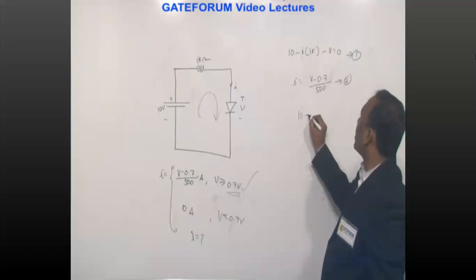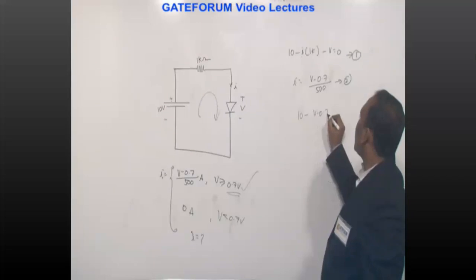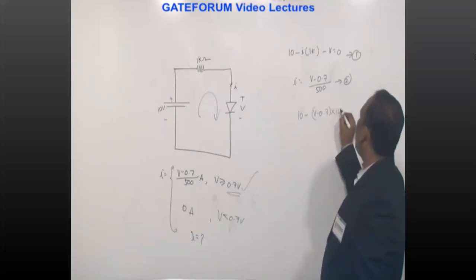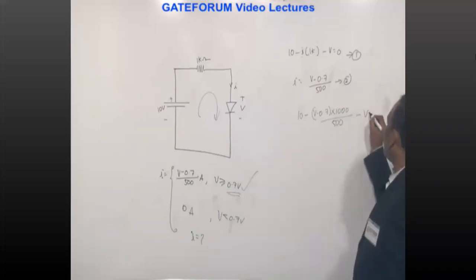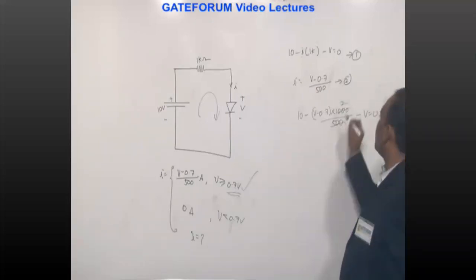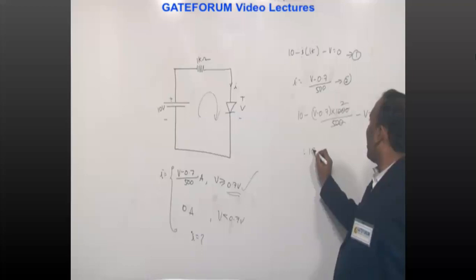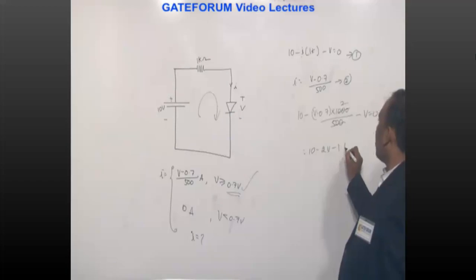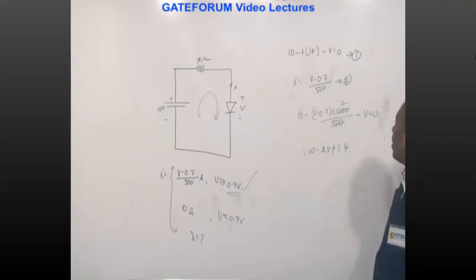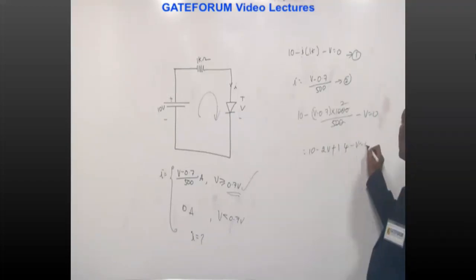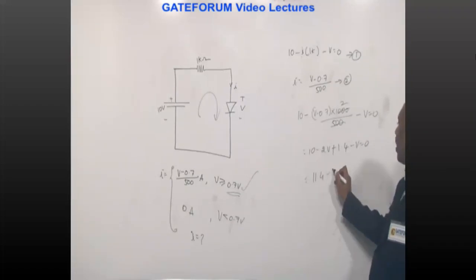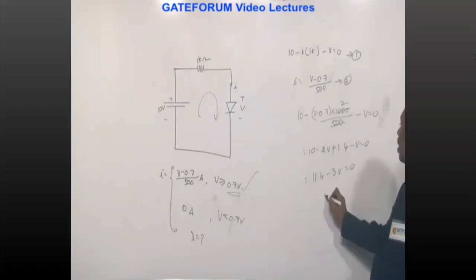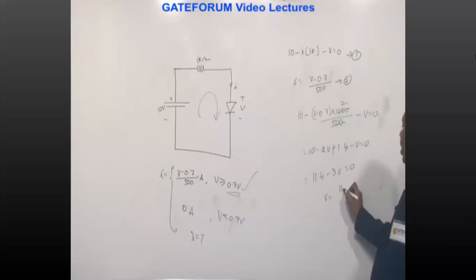10 minus (V minus 0.7) into 10 power 3, that is 1000 by 500, minus V equals 0. This factor is 2. So 10 minus 2V plus 1.4 minus V equals 0. That is 11.4 minus 3V equals 0. Therefore, V equals 11.4 by 3 volts.